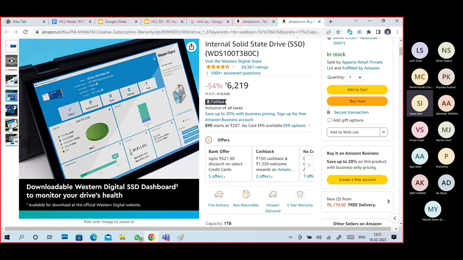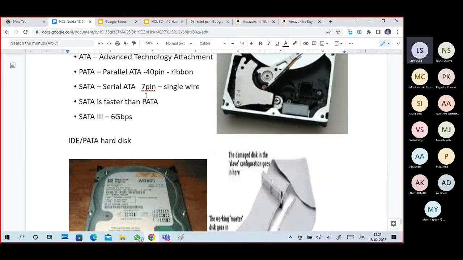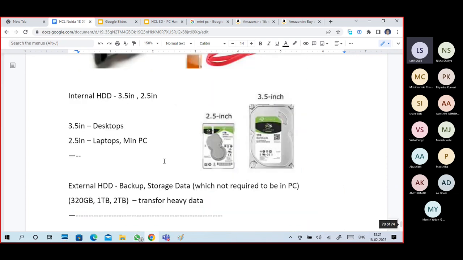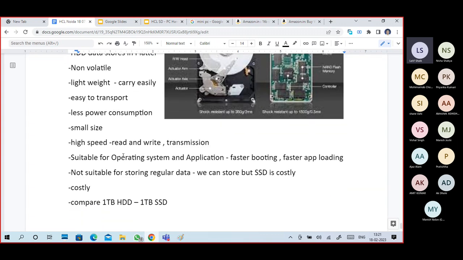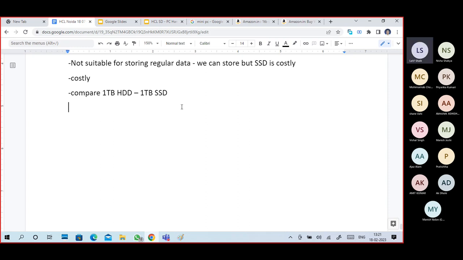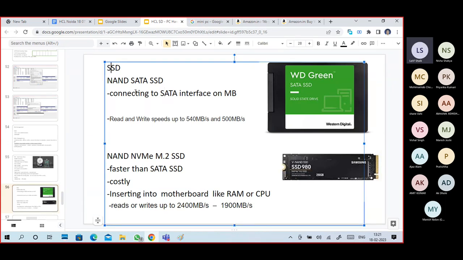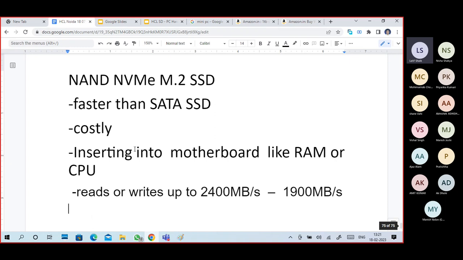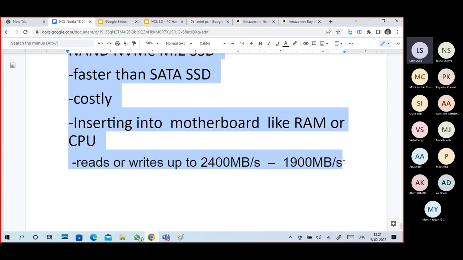SSD is faster than hard disk. Yes. I forgot one point, guys. I have written that SATA is faster than PATA. SATA hard disk is faster than PATA hard disk. SSD is faster than SATA hard disk. In SSDs, again, there are two types of interfaces. Now an upgraded version has come. In the second one, M.2, there is a new upgrade that is much faster than M.2.